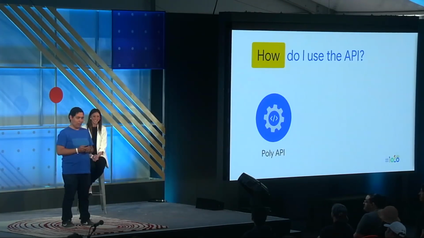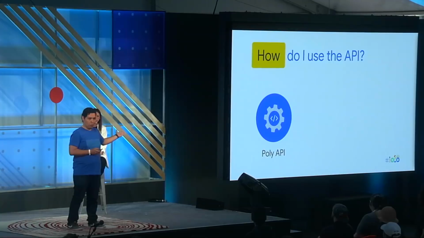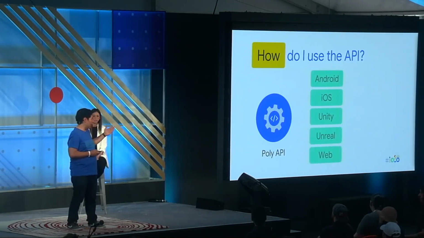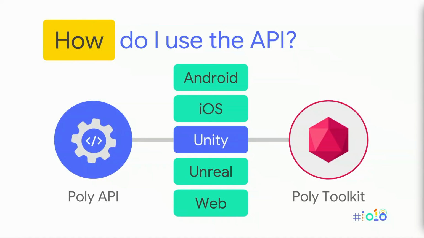All right, now let's move on to how do I actually use the API. So you have the Poly API on one side, and you have your app on the other side. And it's naturally cross-platform because it's a REST API. This means they can get access to it from any device that has access to the internet. So we support several platforms: Android, iOS, Unity, Unreal, Web. Today, we're going to focus our attention on the Poly Toolkit for Unity.